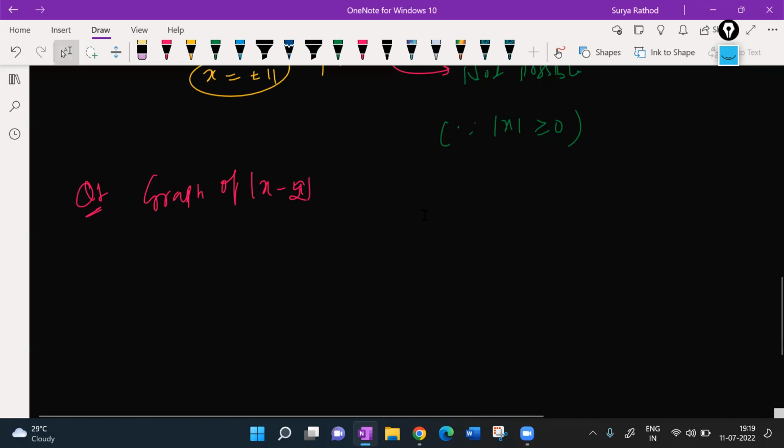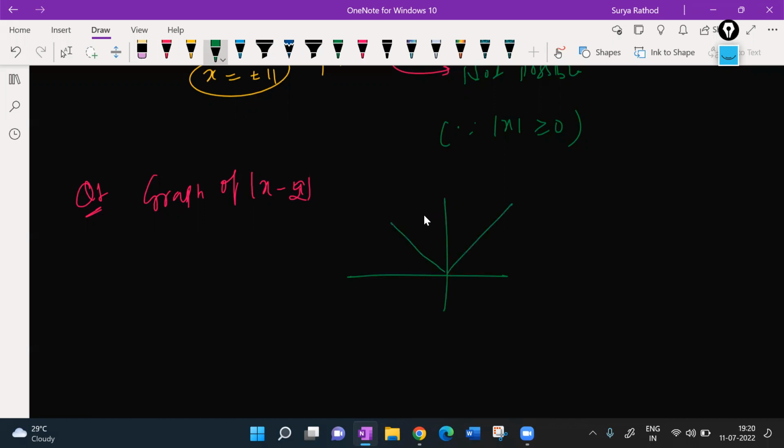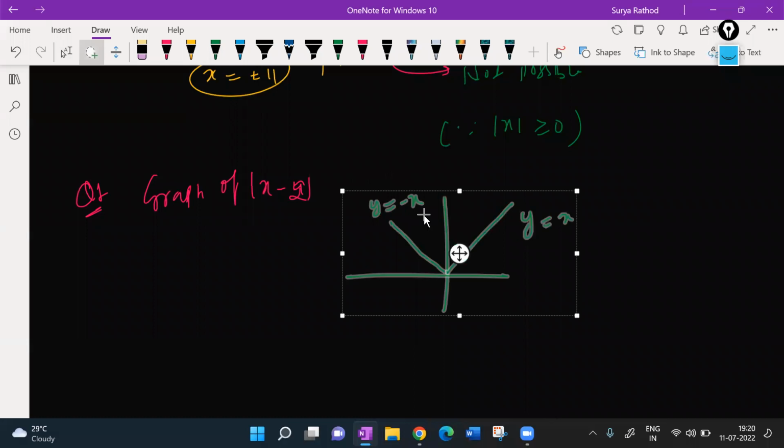Exactly. Look at this here. If I ask you to draw the graph of modulus x, how would it be, beta? This is how the graph of the modulus function is going to be. This is y is equal to x, and this is y is equal to minus x, beta. All right, I'm talking about modulus of x minus 2. How is the graph going to be now? Where would it be lying?